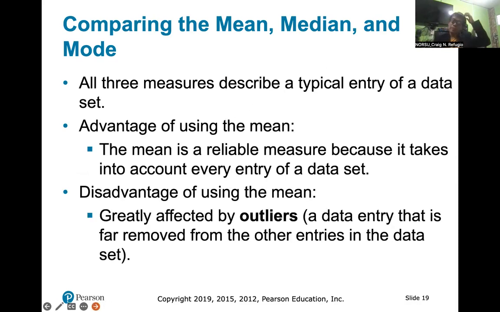Disadvantage of using the mean: it is greatly affected by outliers. An outlier is a data entry that is far removed from other entries in the data set. So if you look at video number 1 about measures of central tendency, there's a part there where I explain about outliers. So if you want to know more about outliers, go back to video number 1 about measures of central tendency.